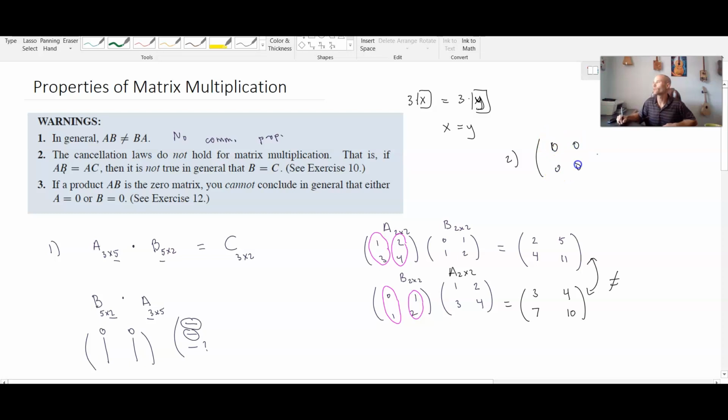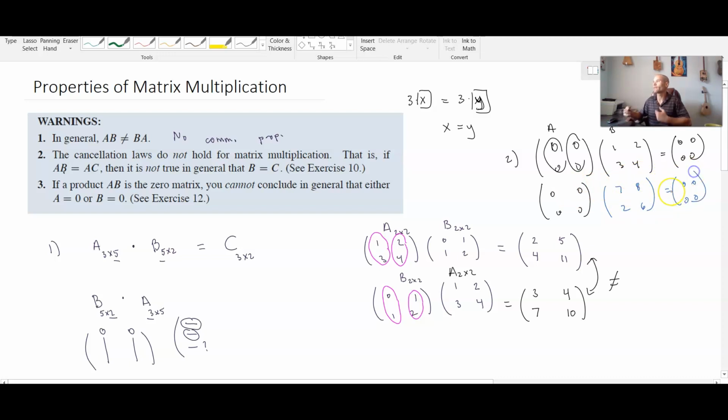0, 0, 0, 0, if this is A, and B is any other matrix, let's say 1, 2, 3, 4, what are we going to get? Well, we're going to get the 0 matrix because we're going to be scaling vectors in here that are 0 vectors. So we'll end up with the matrix 0, 0, 0, 0. Now let me also take the same matrix A, but multiply it by some different matrix C, which is 7, 8, 2, 6. And in this case, I'm also going to get the 0 matrix. And clearly we get the same result, but B and C are not the same matrices.